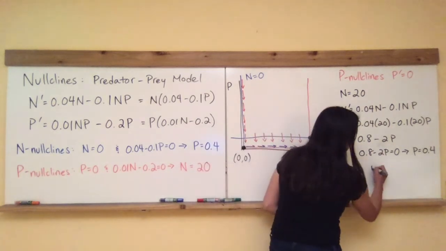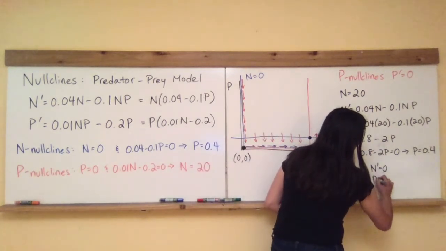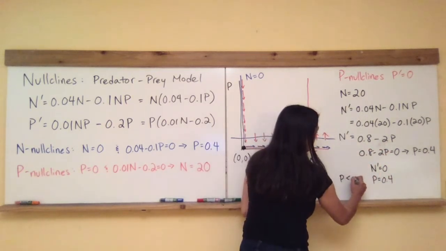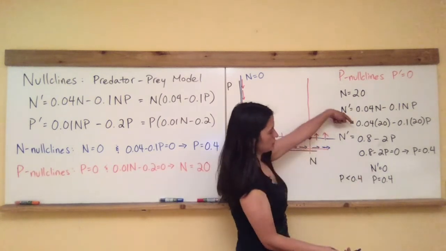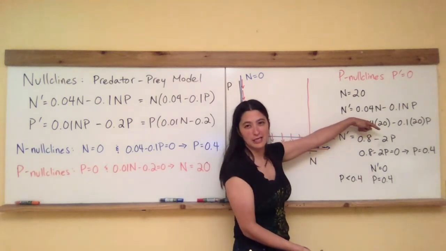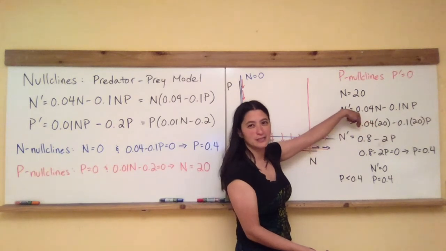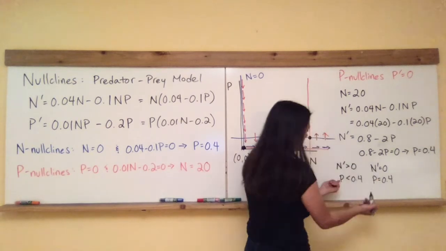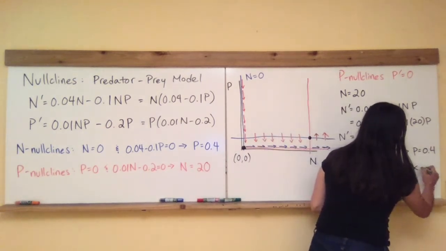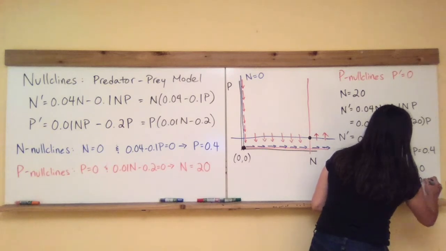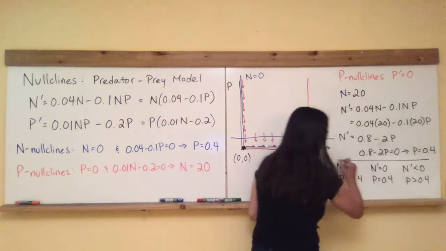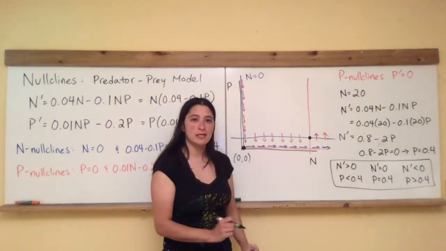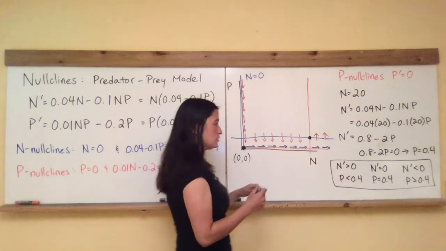Okay, so here's a dividing line. n prime is equal to 0 when p is equal to 0.4. Okay? So when p is less than 0.4, I'm just going to do a little imagination here. If p is a really tiny number, then I'm going to get something that's pretty much positive, right? And so n prime is greater than 0 in that case, and then n prime is less than 0 if p is greater than 0.4, and this is my conclusion for the second p nullcline, the line where n is equal to 20.